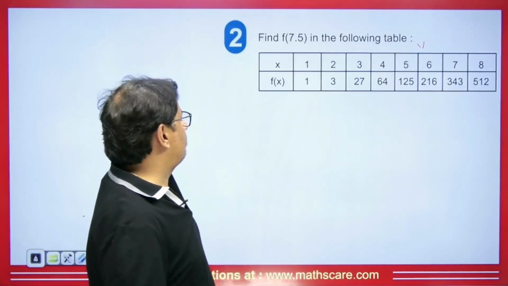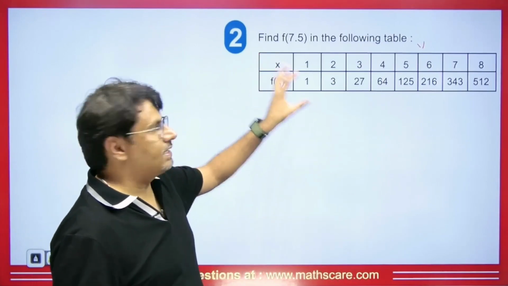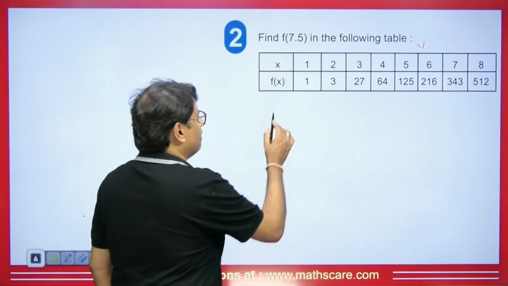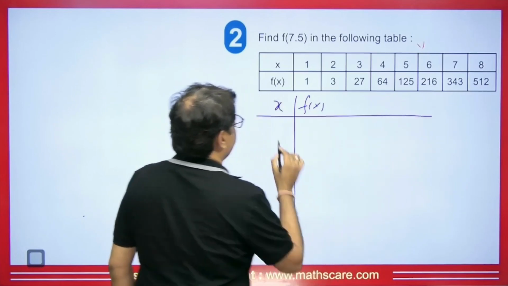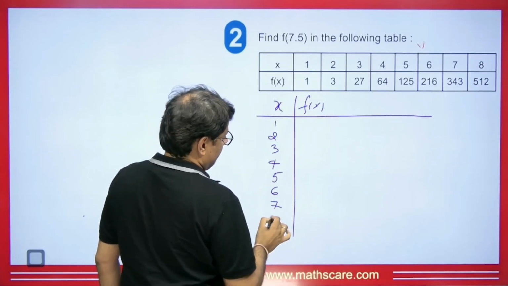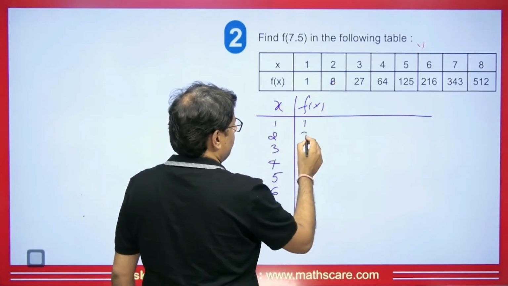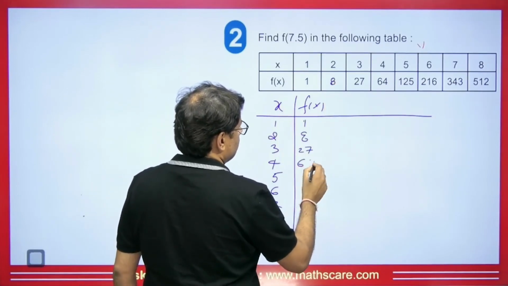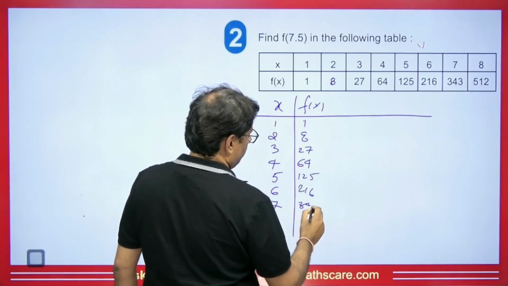Students, let's talk about the next question. You are asked to find f7.5 in the following data. So we have data given, and we need to find the value of 7.5 from this. Whenever we have data given in a question, first we will take out the table. So this will be 1, 2, 3, 4, 5, 6, 7, 8, and here we have its values, which will be 1, 8, 27, 64, 125, 216, 343 and 512.